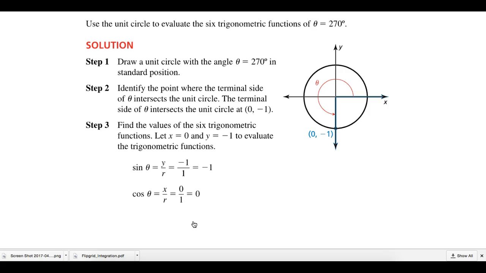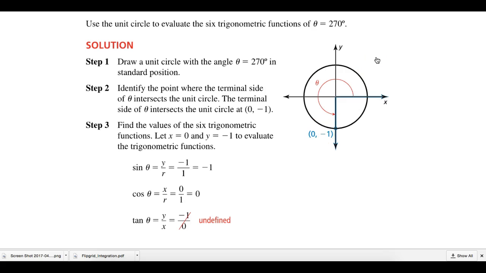Now the tangent is still y over x. In this case, look, x is 0. Remember, we can't divide by 0, so you're actually going to get an undefined value. And that's okay. There are some angles that don't have tangents. In this case, we're dividing by 0, so the tangent of 270 is going to be undefined. If you tried to plug that in your calculator, if you did tangent of 270, you'd get an error because you're actually trying to divide by 0.